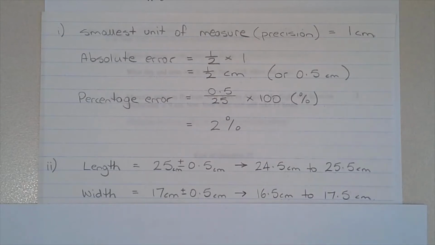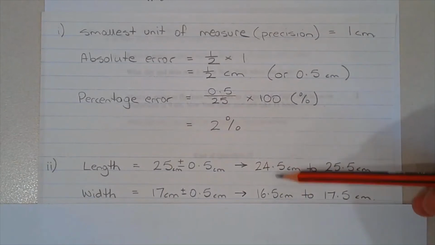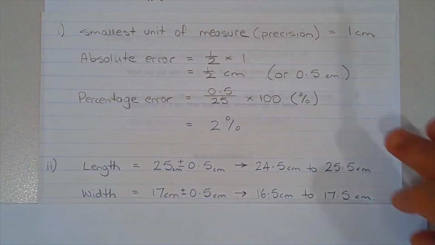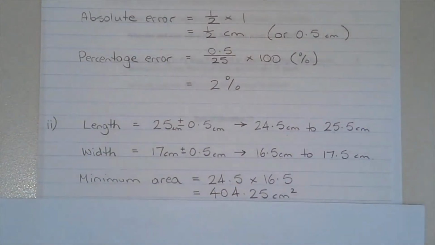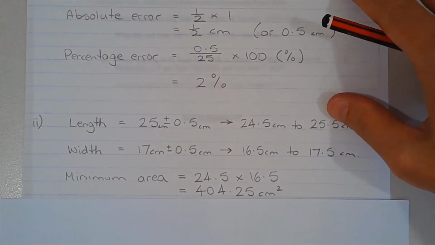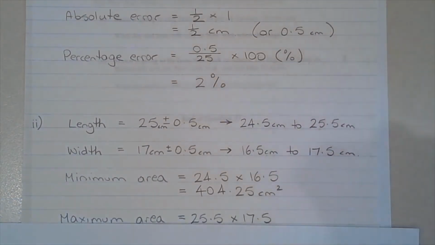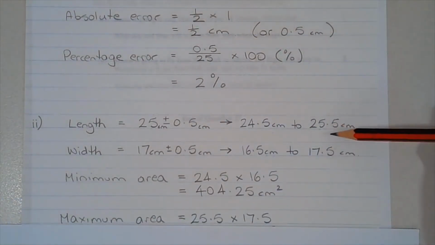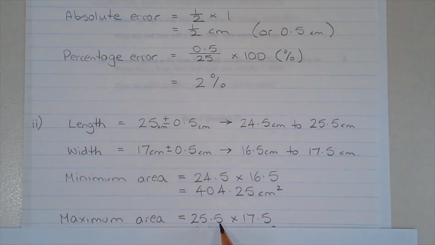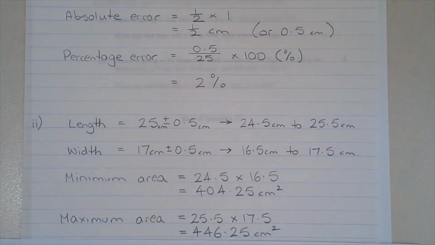So to work out the minimum area, or the lower limit of the area, you multiply the lower limits of both the length and the width. And the result is 404.25 square centimeters. And to work out the maximum area, or the upper limit, multiply the upper limits of both the length and the width. So 25.5 multiplied by 17.5, and the maximum area, or the upper limit for the area, is 446.25 square centimeters.